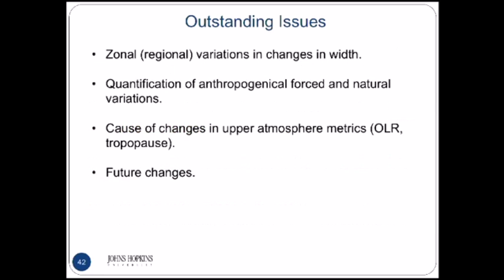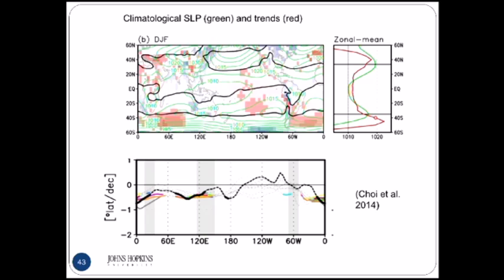Okay, so what are some of the outstanding issues? One of them is the fact that everything I've shown you is zonal mean. And we'd worry, because the Hadley Cell is this zonal mean perspective, but if you're worried about surface precipitation, surface dryness, then you have to worry about zonal kind of activity variations.